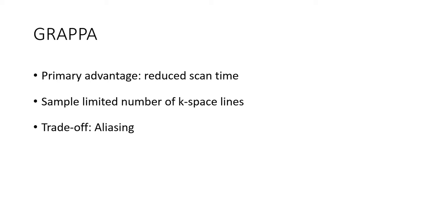The idea is that we sample only a limited number of K-space lines. That is the reason why it's faster: you don't have to sample the whole space, you only sample a limited number of K-space lines. And obviously this does not come without a trade-off, and the trade-off is aliasing. Because we are not sampling the whole frequency domain, we end up with aliased images.